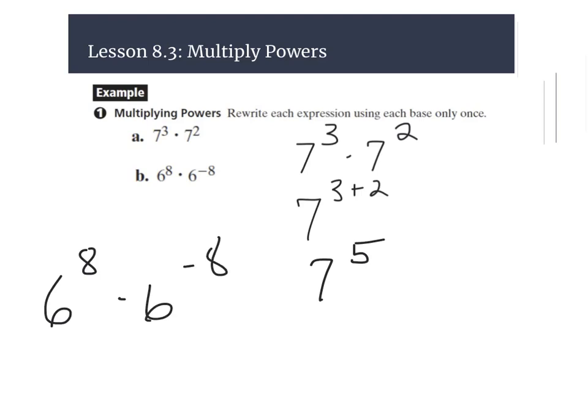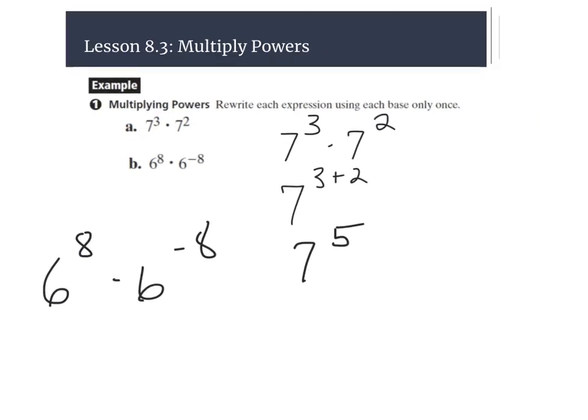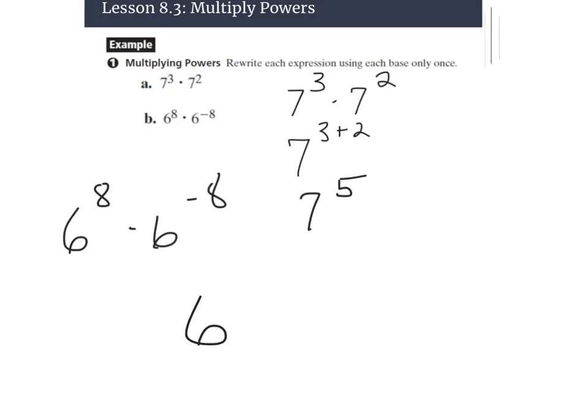With our second example here, we have 6 to the 8th times 6 to the negative 8th. So our rule tells us that we can, again, add those. And since we've got a negative, we end up getting 6 to the 0. And what does anything to the 0 power equal? That equals 1. All right, so just something to consider there. And we'll talk about multiple ways of looking at that exact problem here in class as well.